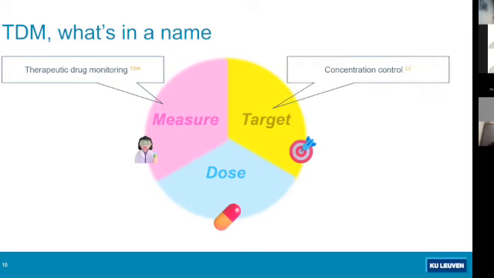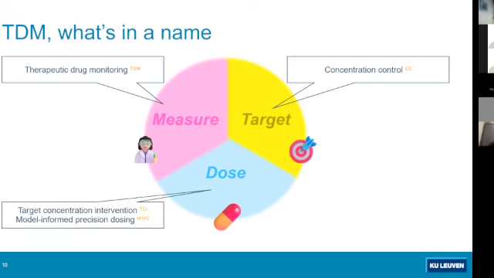So that's why some people also suggested that we should talk about concentration control, which is really about controlling the concentrations, controlling the exposure, which is already a little bit nicer, I think. But in the end, it's all about dosing interventions. So that's why some people also talk about target concentration interventions, which is, I think, a really nice term to stress that TDM is actually an intervention. It's about dose optimization. And sometimes this can be done by using models, and I'll come back to that.